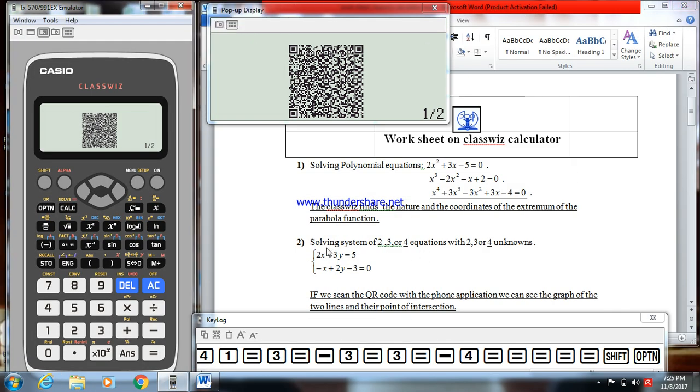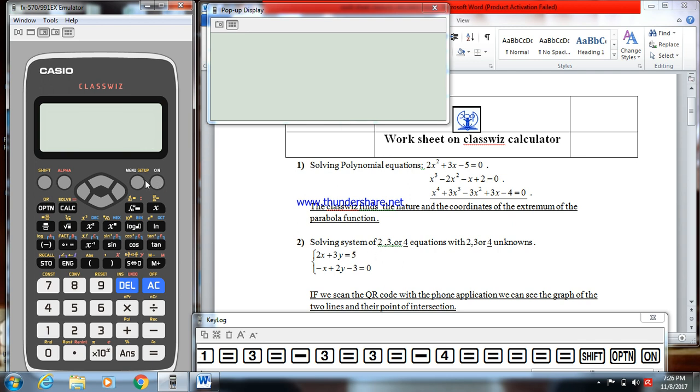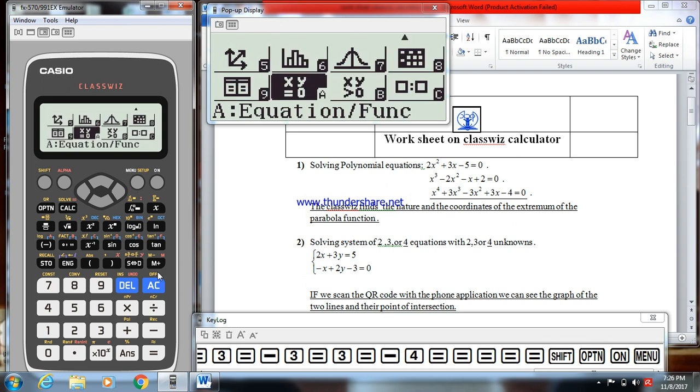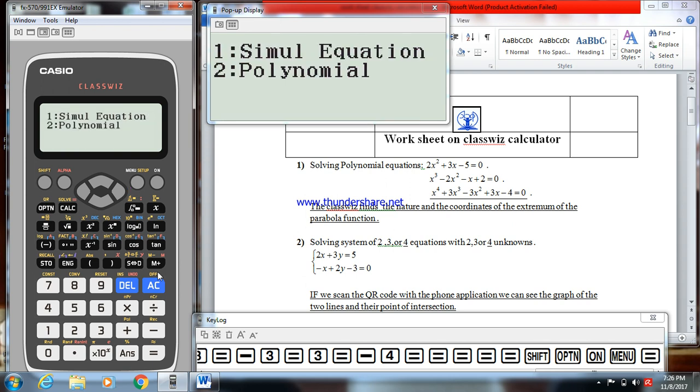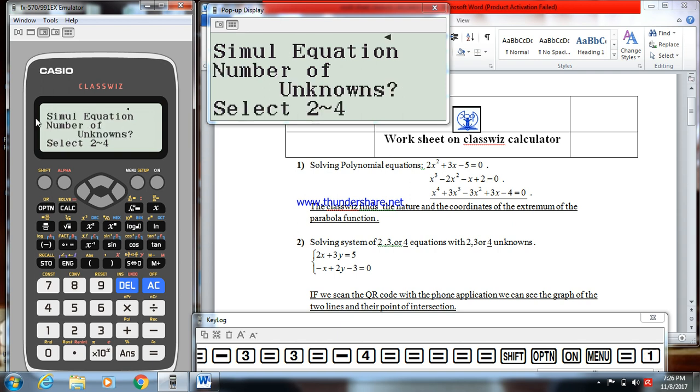Now let us go to the simultaneous equations. To solve simultaneous equations, I go to menu, equation, but I don't choose the second option, polynomial. I choose simultaneous equation, option 1, number of unknowns. The Classwiz calculator can solve from 2 to 4 unknowns: a system of 4 equations with 4 unknowns.